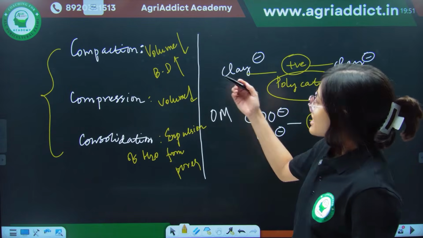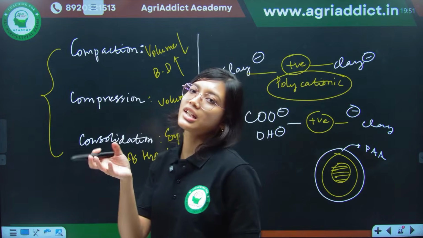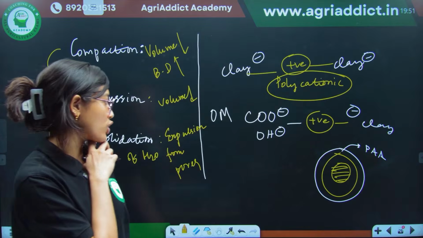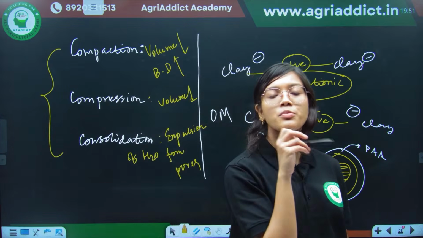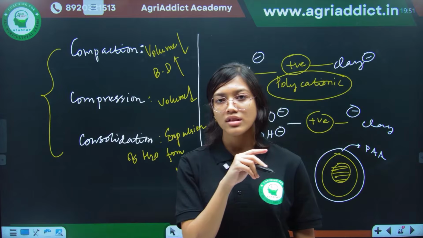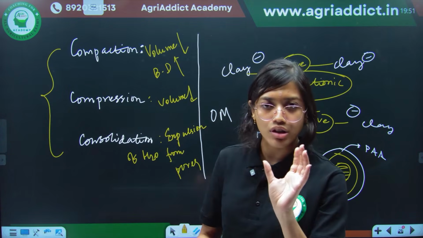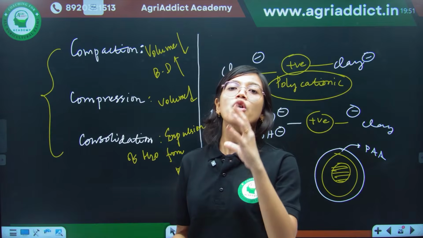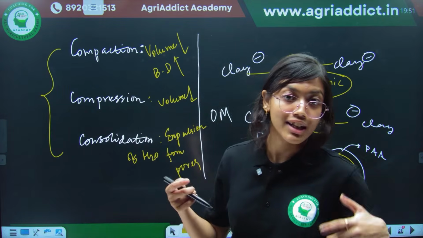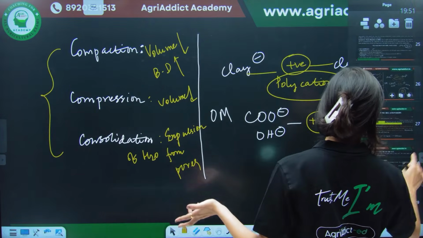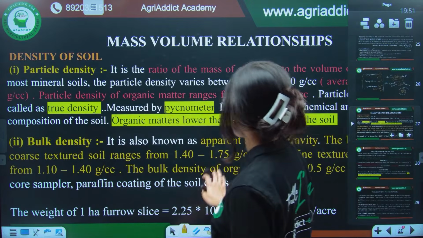Now, these are the three processes by which consistent force might act in your soil. And as I mentioned, the Proctor moisture content is the one where your soil will have maximum bulk density at a particular moisture. So, whenever we talk about bulk density, we always have to bring in the moisture content. Now, why? That we will learn in mass volume relationships.